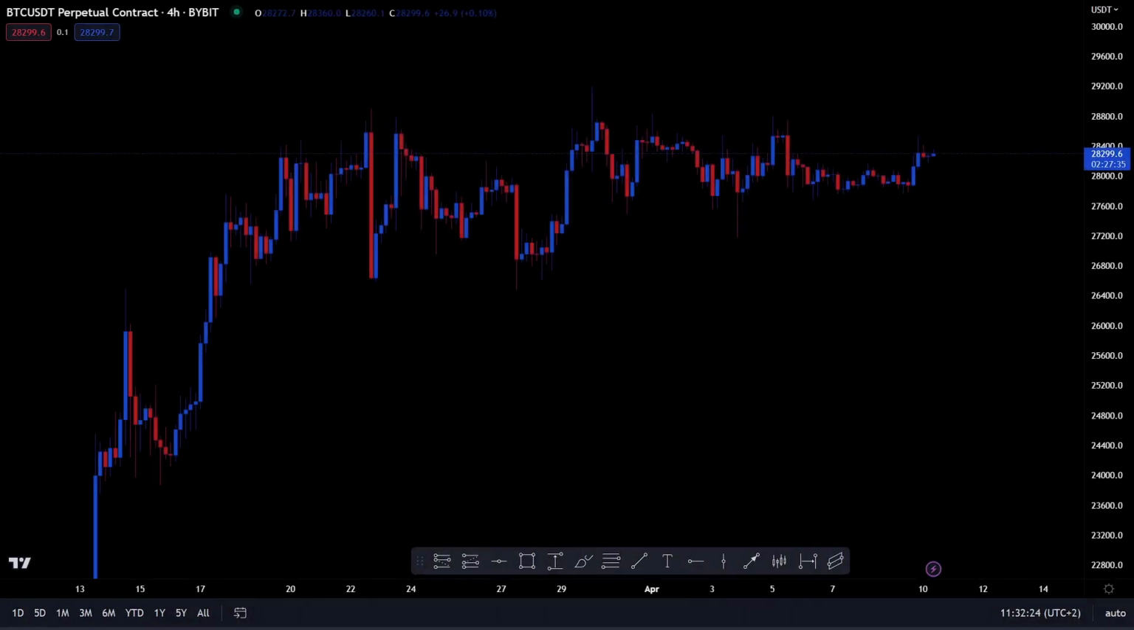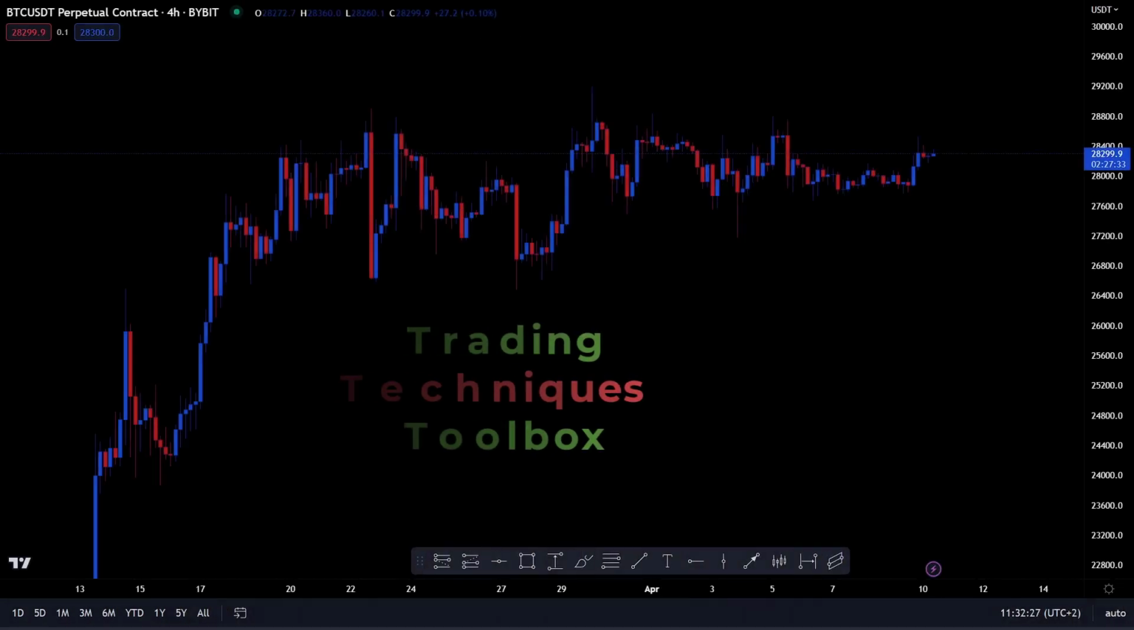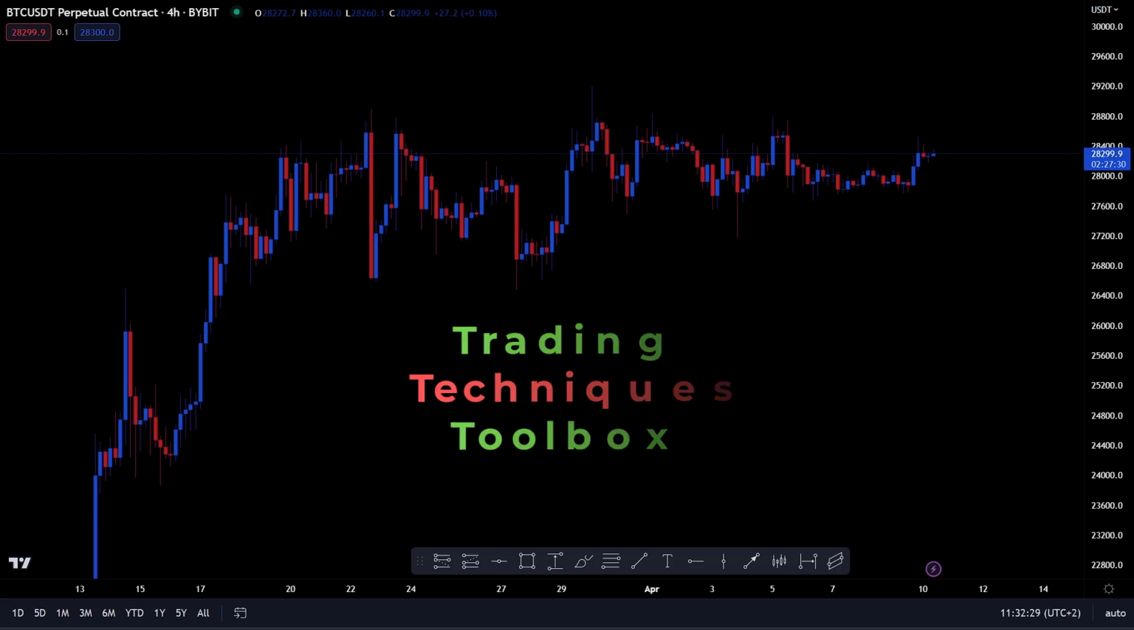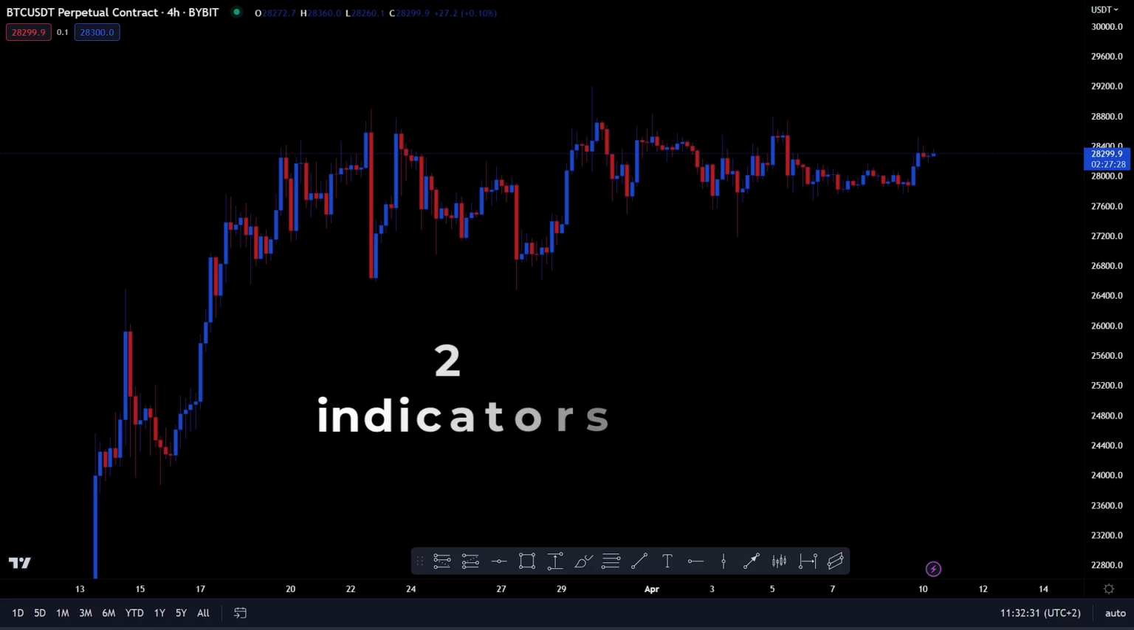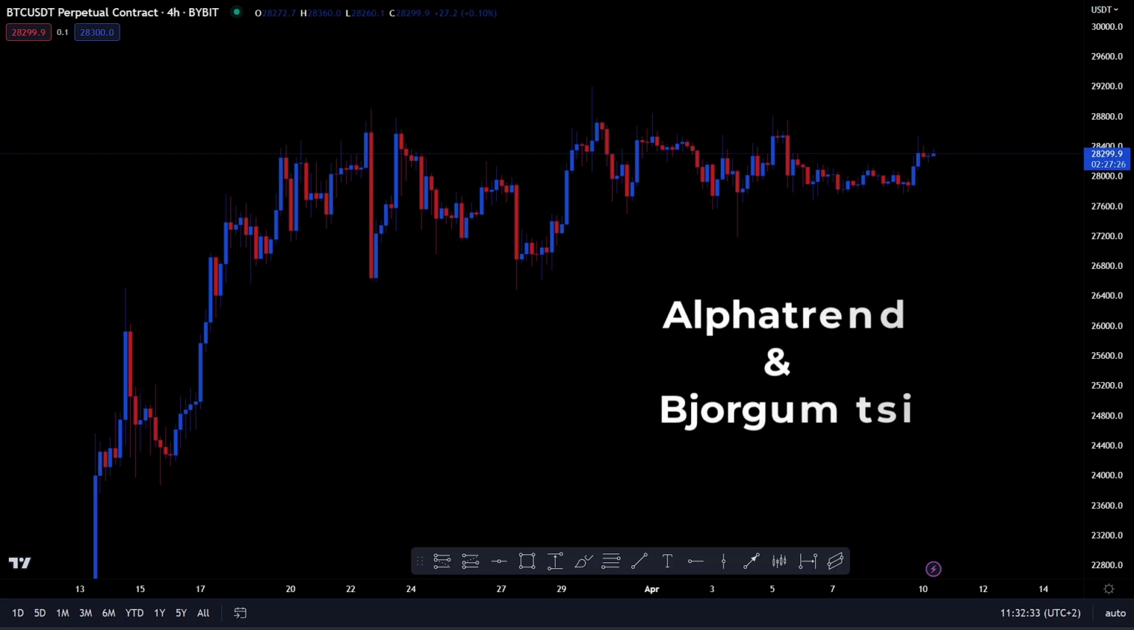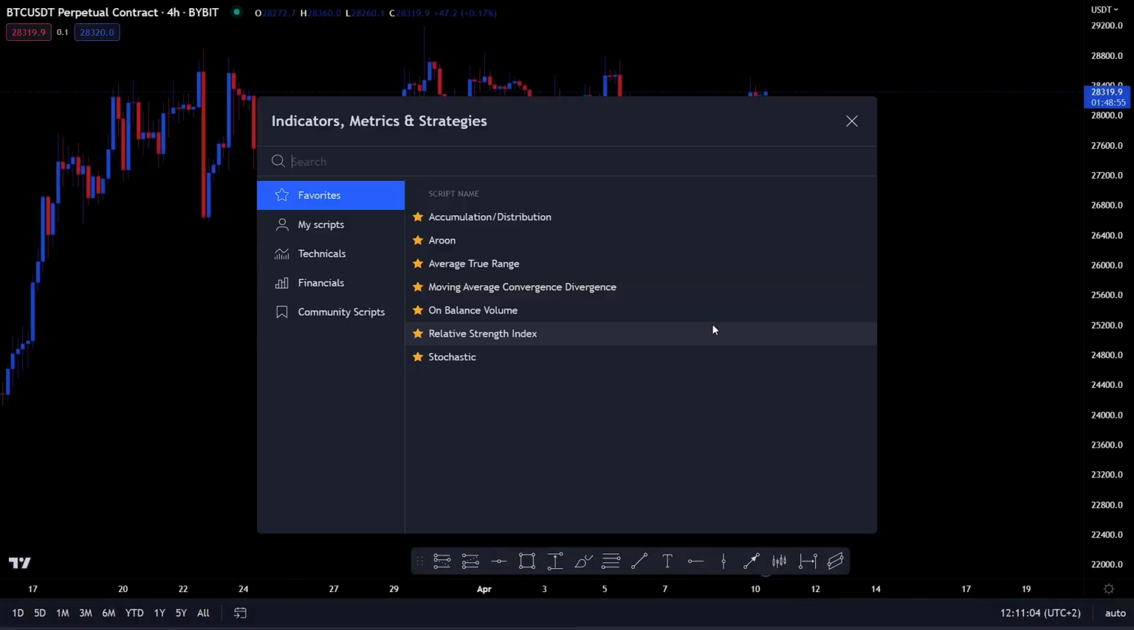In today's video, made by our team of Trading Techniques Toolbox, we will explore a new trading technique with two indicators, the Alphatrend indicator and the Bjorgum TSI. First, we add the indicators for this strategy.